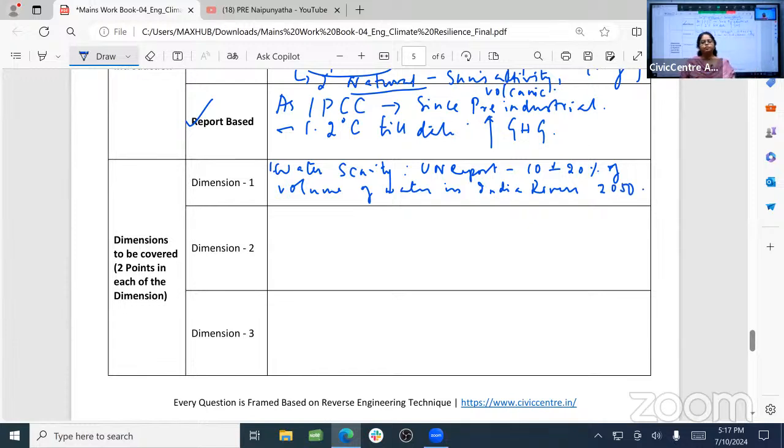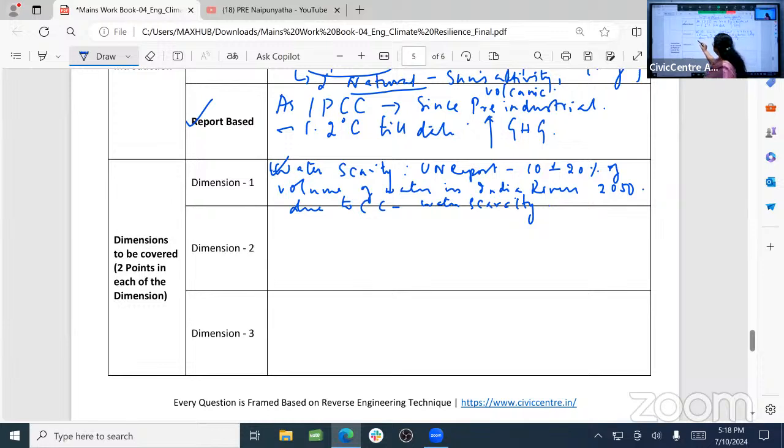So if the volume of water is going to decrease by 2050 due to climate change, that means it is going to create water scarcity. So I am substantiating the fact that there is going to be water scarcity in India because of climate change by the data of a report, that is the UN report.